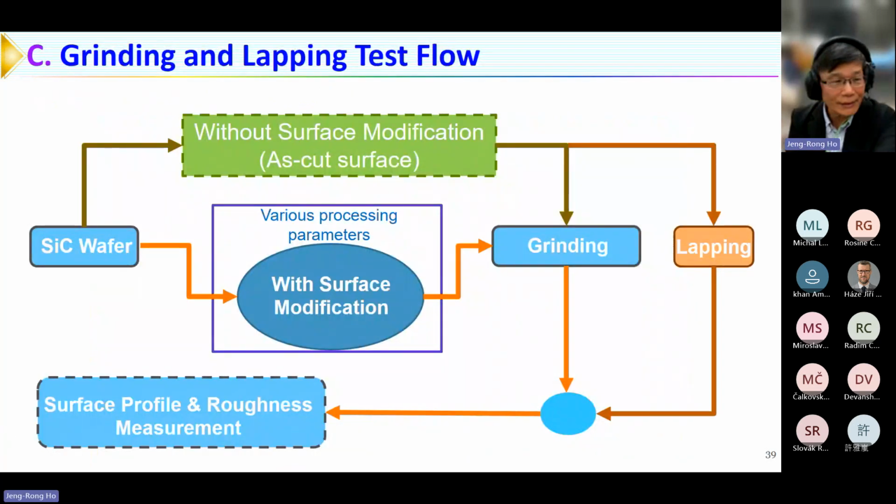Okay, then we conduct the grinding and lapping test. This is a quick flow. The first is a silicon wafer, the original silicon wafer, which we do without surface modification. We call this ACDRC surface. The other one is with surface modification by PASM. Then we conduct the grinding and also lapping test and compare the surface profile and surface roughness.